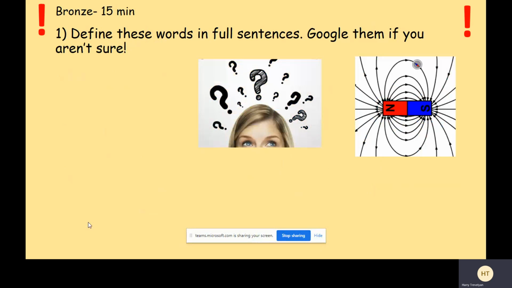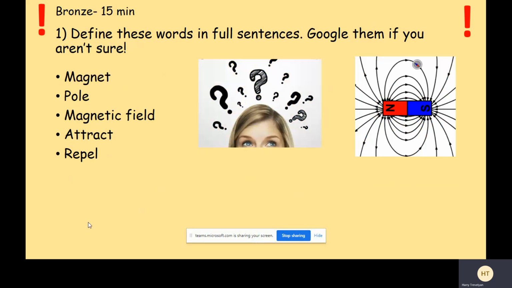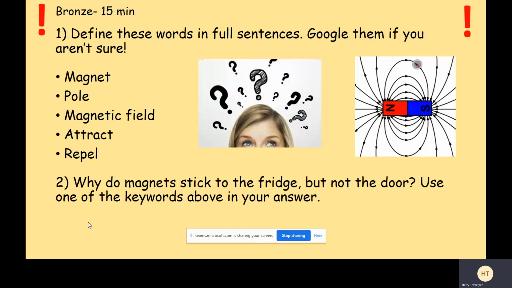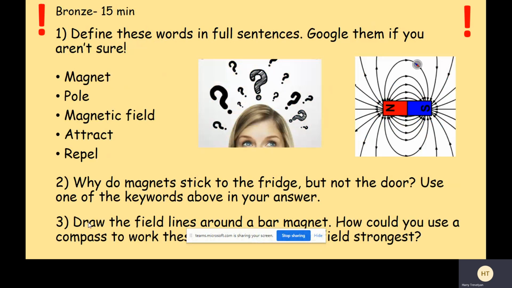So here's the bronze. Question 1, define these words in full sentences. There they are. Number 2, you've got to answer that question. And number 3, you've got to answer that question. So if you want to try the bronze, pause the video now, have a go for 15 minutes. Remember, if you're finishing early, move on to the silver, which is about to appear now.